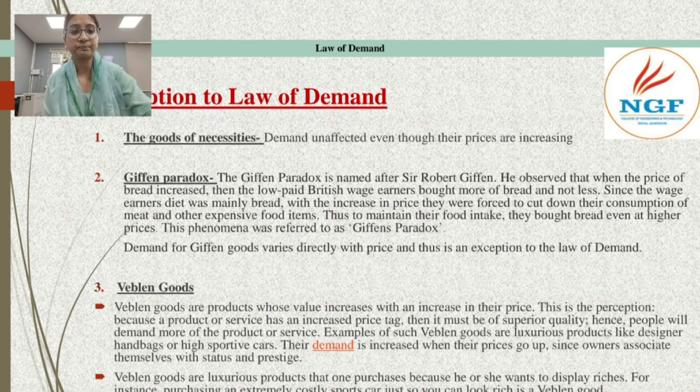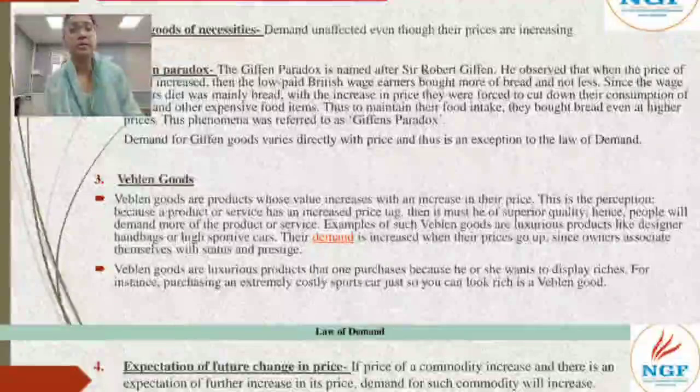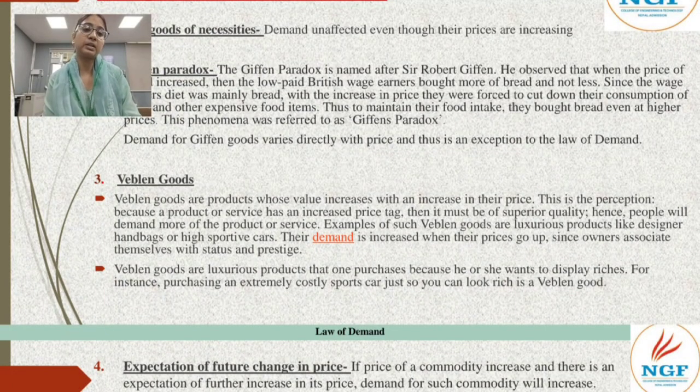Okay, next is Veblen goods. Veblen goods are products whose value increases with the increase in their price. This is the perception that because a product or service has an increased price tag, it must be of superior quality. Hence, people will demand more of the product or service. Examples of such Veblen goods are luxurious products like designer handbags and high-end sports cars, and their demand increases when the price goes up. Since owners associate themselves with status and prestige, it means there are some persons in our society who think that if a product is of high price, then the quality will be high. They want to purchase a product only when the price of that product is high. Otherwise, they don't want to purchase.